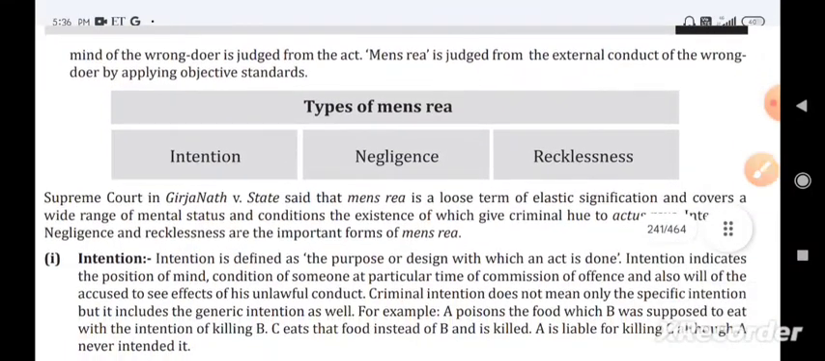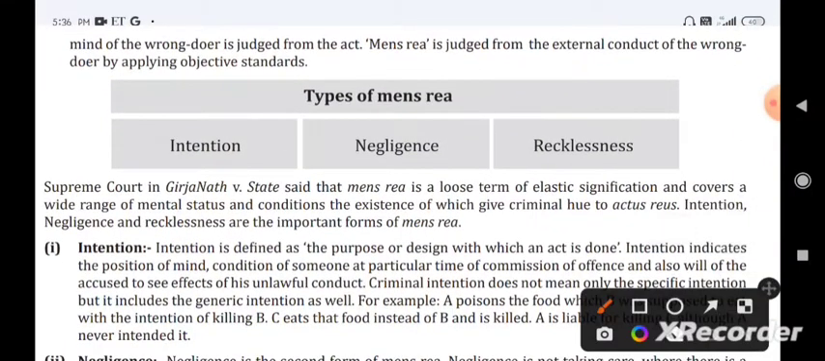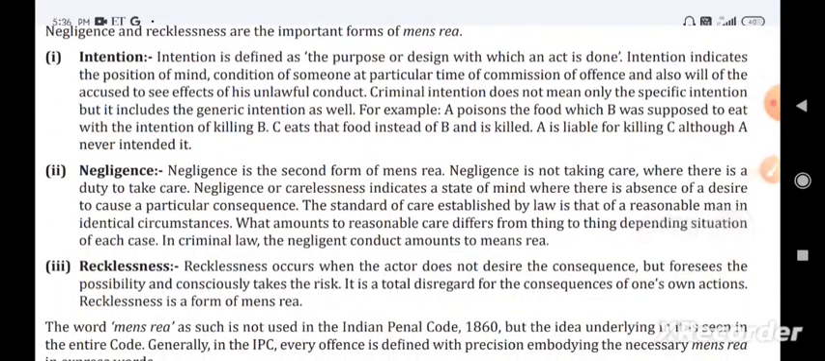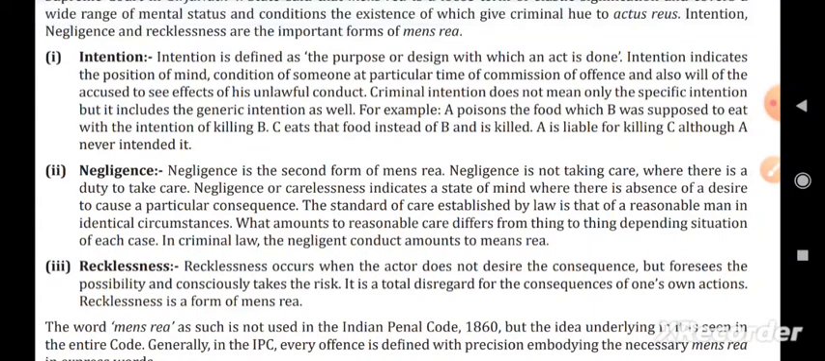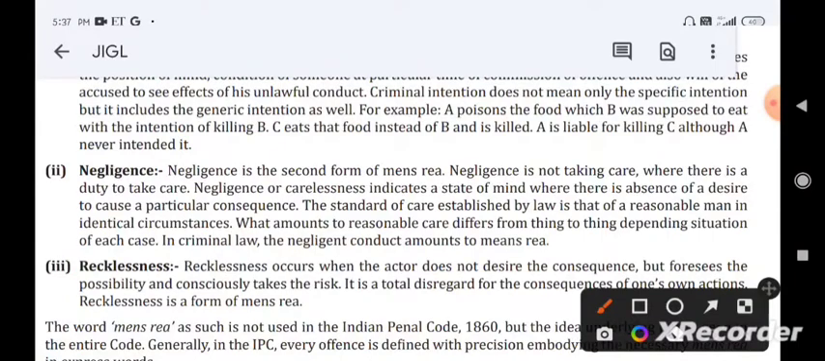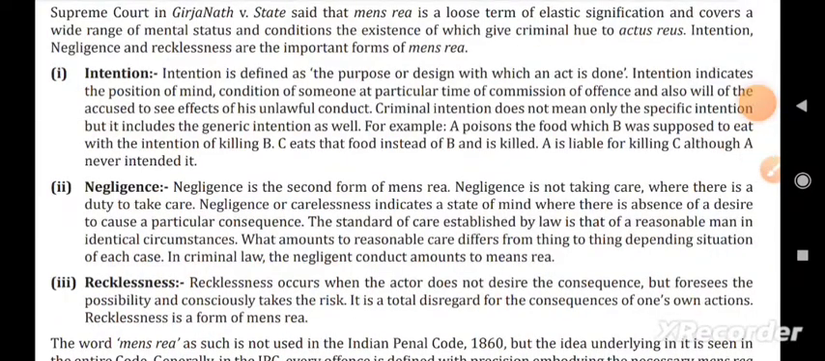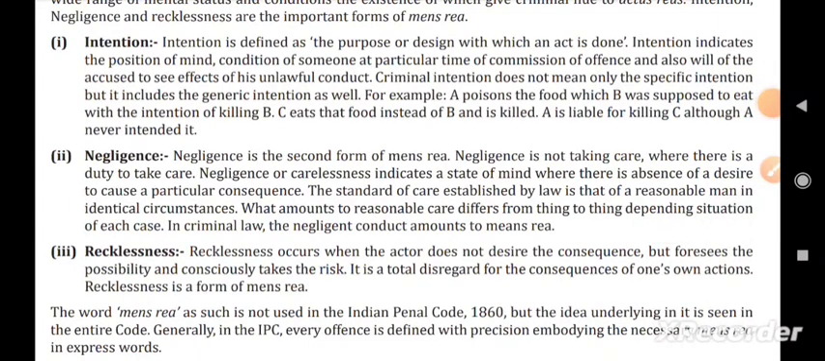Next we have the types of mens rea: intention, negligence and recklessness. Under intention we have criminal intention. Criminal intention does not mean only specific intention; it also includes generic intention as well. The intention has to be proved.